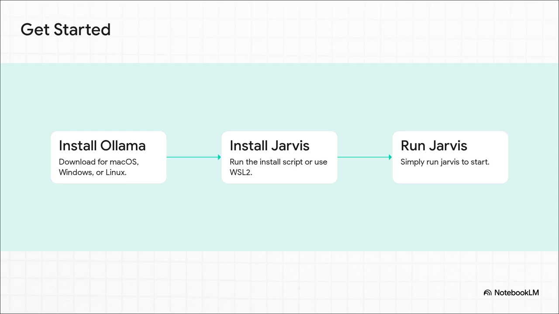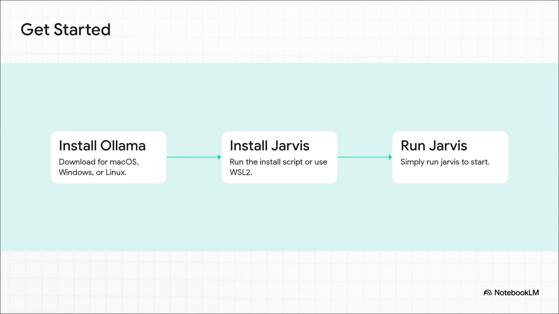First up, you download and install the popular local model runner, Ollama. It doesn't matter what operating system you use, it totally supports Mac OS, Windows, or Linux. Second, you install OpenJarvis itself. If you're on a Mac or Linux, there's a simple install script. If you're on Windows, you just run it inside WSL2, which is Windows' native Linux subsystem.